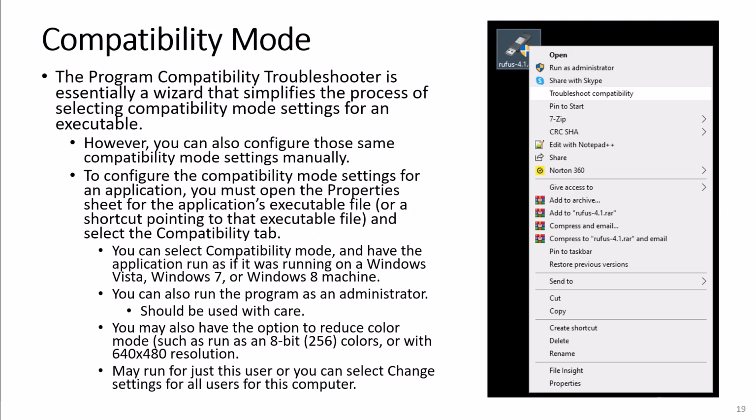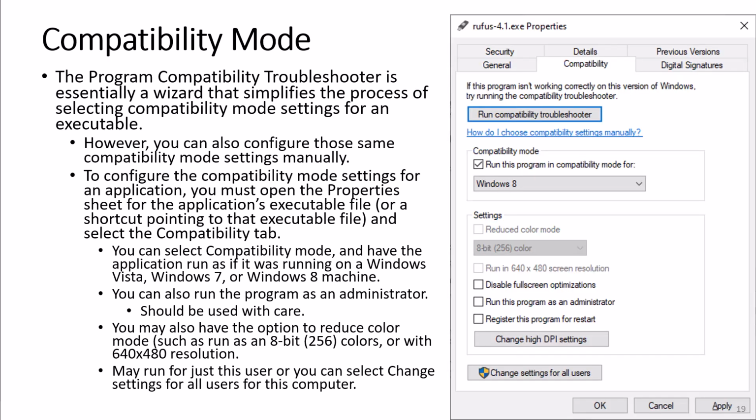The Program Compatibility Troubleshooter is essentially a wizard that simplifies the process of selecting compatibility mode settings for an executable. However, you can also configure the same compatibility mode settings manually. To configure the compatibility mode settings for an application, you must open the property sheet for the application's executable file or a shortcut pointing to that executable file and select the Compatibility tab.